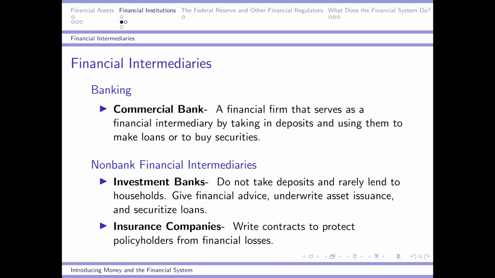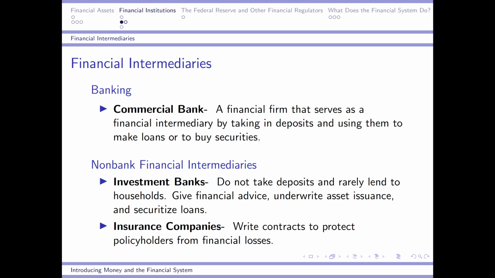Now, looking back at financial intermediaries, there are two different types: banking and non-banking financial intermediaries. Banking ones are just what we classically consider to be banks, commercial banks. Commercial banks are financial firms that serve as a financial intermediary by taking in deposits and using them to make loans or to buy securities. Anytime you deposit your paycheck, you're doing it in a commercial bank, and that commercial bank in turn takes the money you deposit to give out auto loans or maybe buy securities.